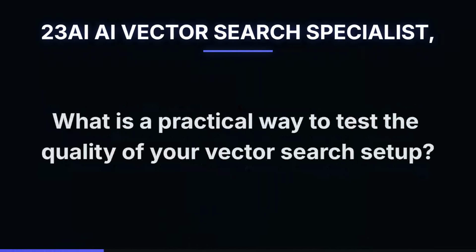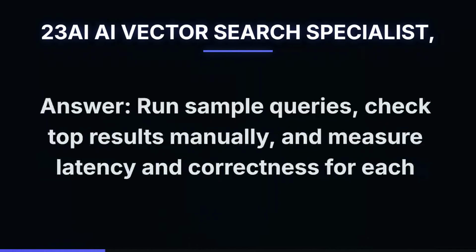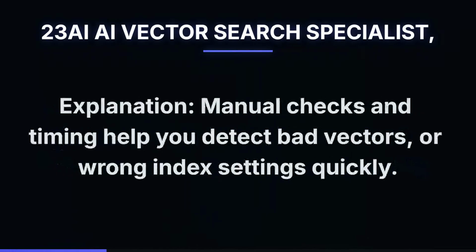9. What is a practical way to test the quality of your vector search setup? Run sample queries, check top results manually, and measure latency and correctness for each query. Manual checks and timing help you detect bad vectors or wrong index settings quickly.